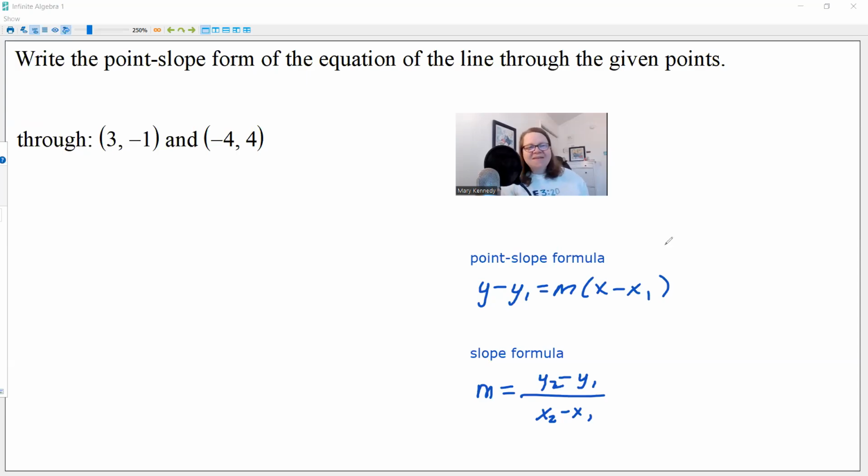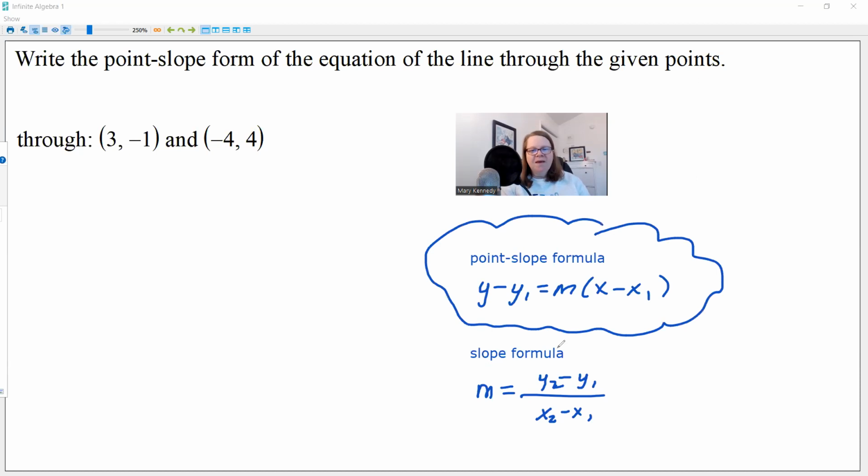All right, let's jump into this one where we're writing point slope form. We have 2 points, so we're going to need two really important things. We're going to need the point slope formula, and we're going to need the slope formula. The slope formula is one that you probably see way more often than the point slope formula. So let's actually find the slope first.